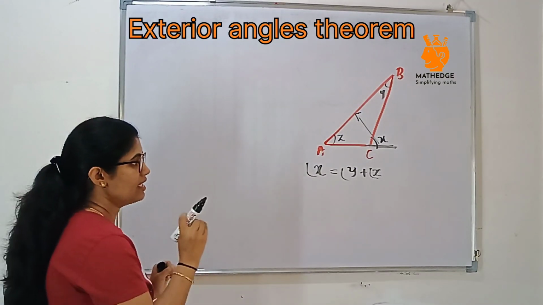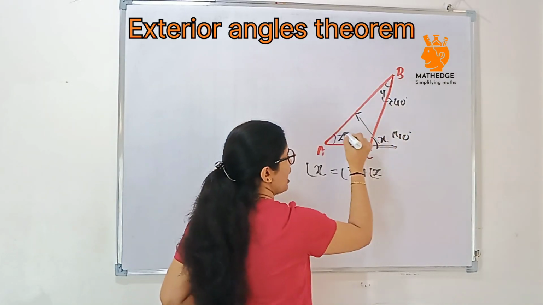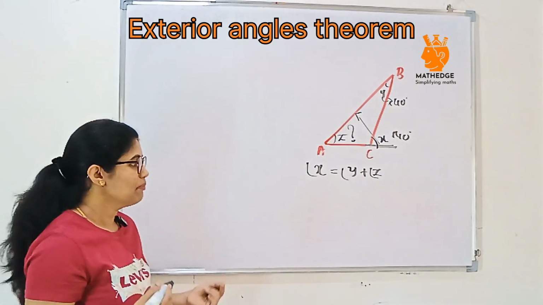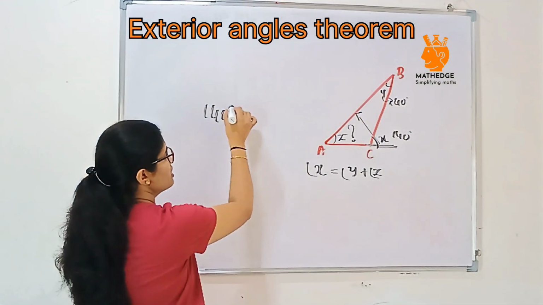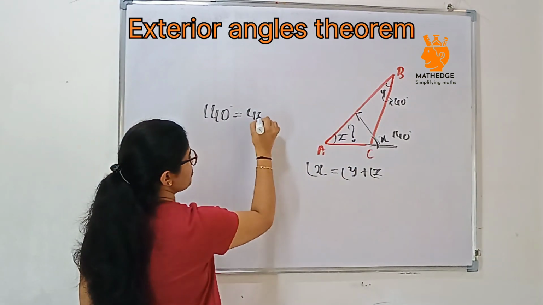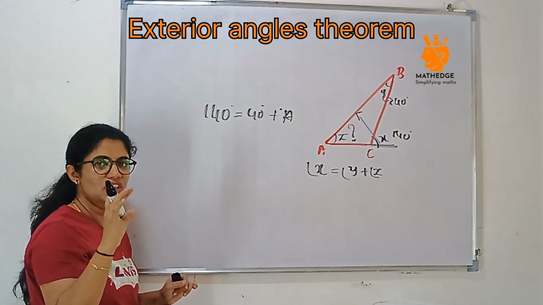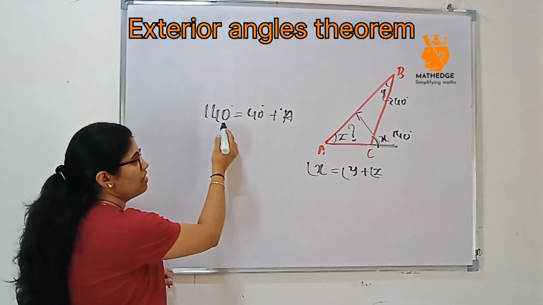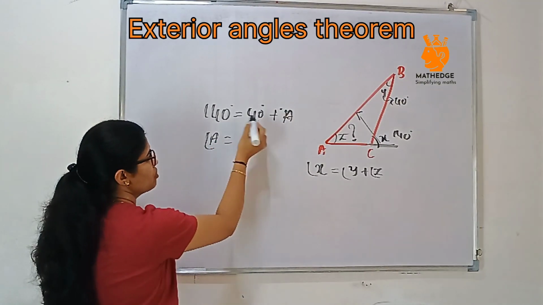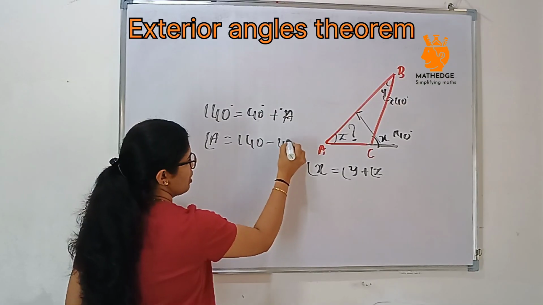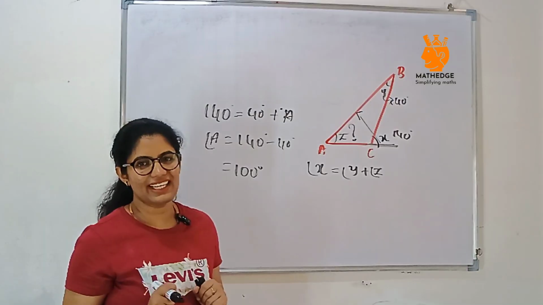Okay. Let's say this angle is 140 degree and this angle is 40 degree. How can we calculate this angle, angle A, by the exterior angle theorem? What does the exterior angle theorem property say? 140 is equal to, and one is 40, and we need to calculate angle Z or A. 140 is equal to 40 plus A, then angle A is equal to 140 minus 40, which is equal to 100 degree. So like this we can use the exterior angle theorem.